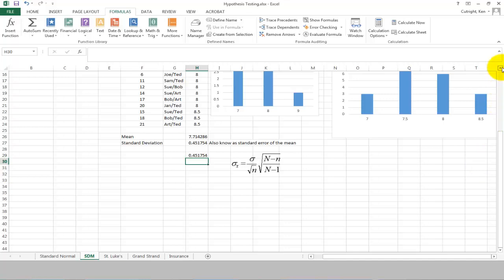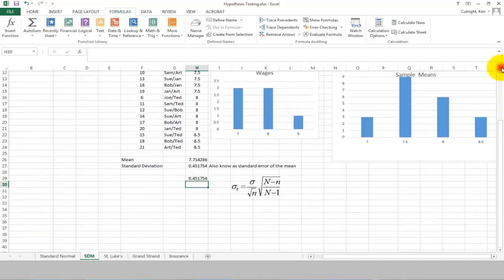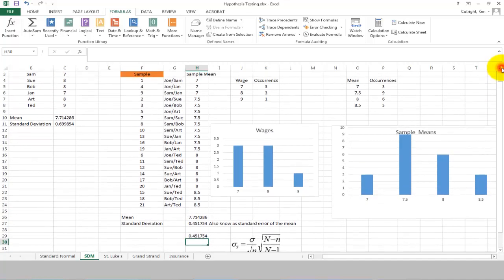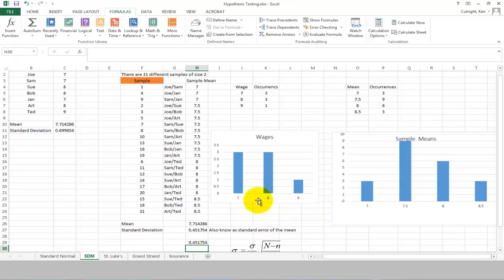Now the final thing I want to show you is something that I'm going to get to in just a second. I want you to notice the shape. If I do a bar chart of the population, it looks like this. But if I do a bar chart of the sampling distribution of the sample means, it looks like this. It's tending towards being symmetrical.